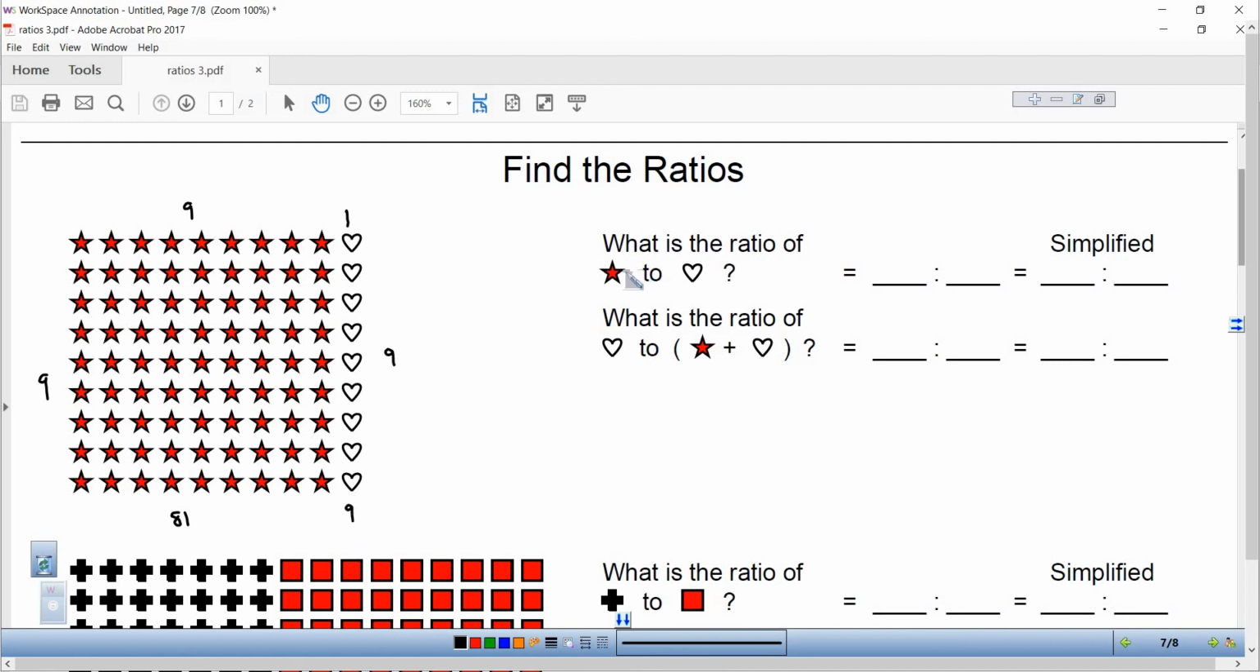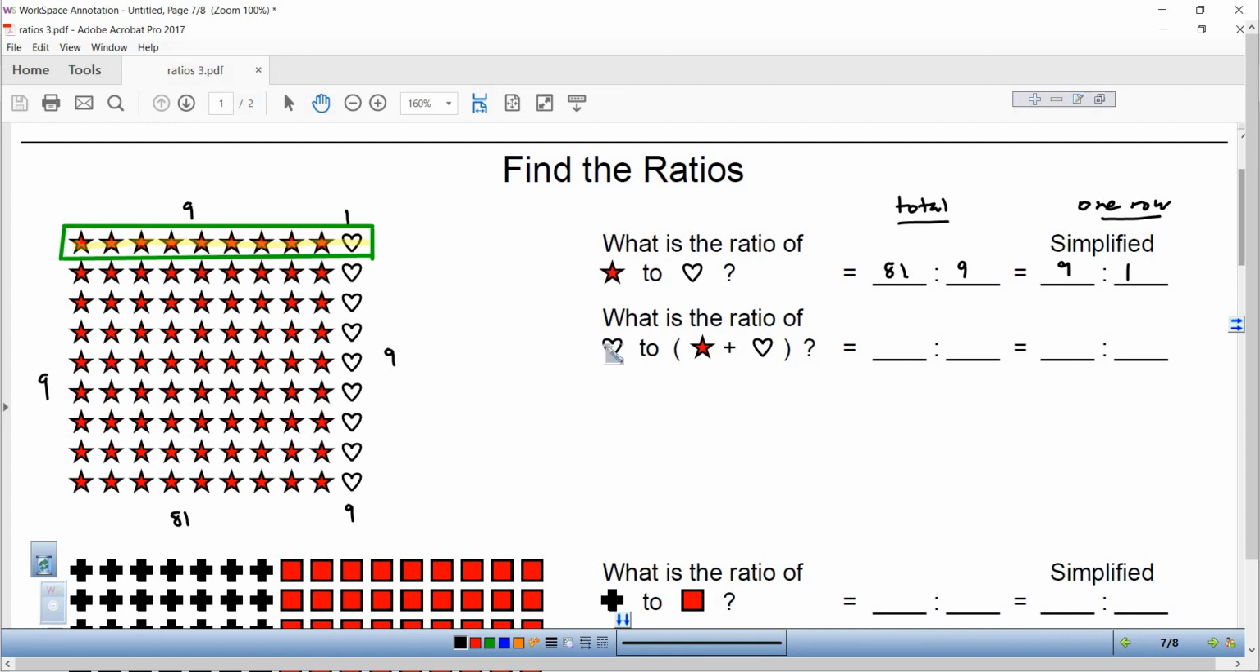So the ratio of red stars to white hearts is 81 to 9, because remember, this is going to be our total here, and simplified is going to be 1 row. So I'm going to highlight this 1 row and mark it off, because that 1 row is going to give me the simplified version, dividing them all up so they are the same. You could see that ratio is 9 to 1. There it is, 9 to 1 for 1 row.